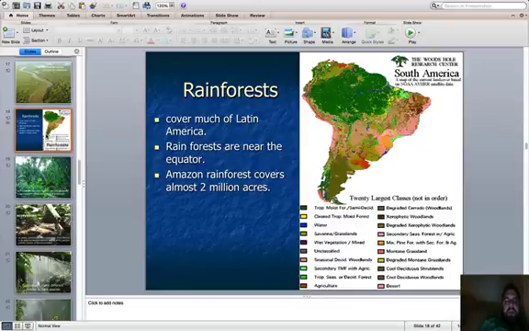All right, so a couple of facts about it. Of course, rainforest covers more than just the Amazon region. It also goes into Central America as well, and even some of the islands in the Caribbean. But they're mainly, of course, near the equator. The Amazonian rainforest, though, covers about 2 million acres, but it is shrinking fast due to some issues that we'll talk about later.